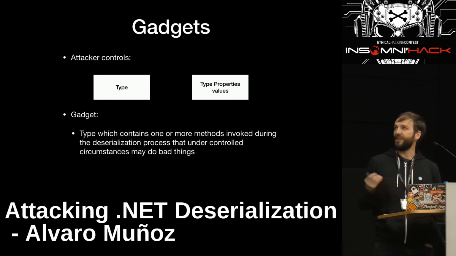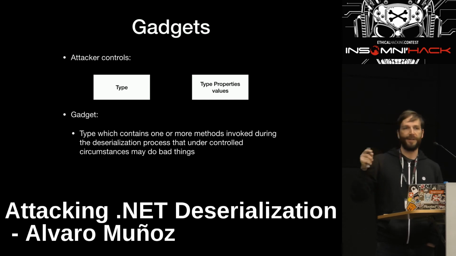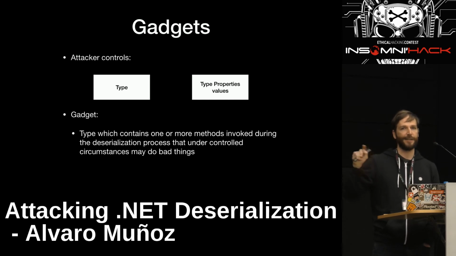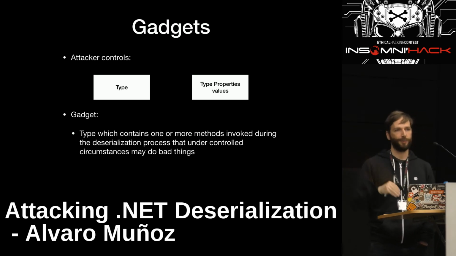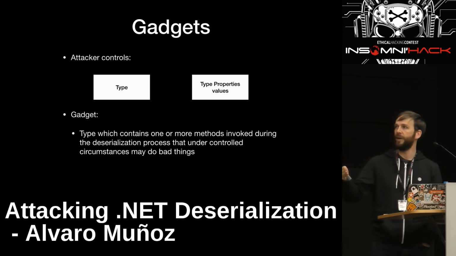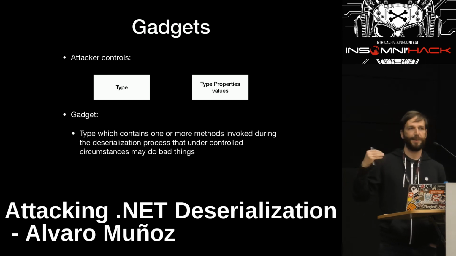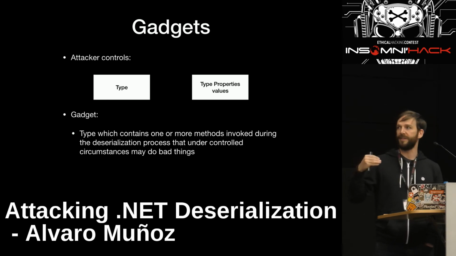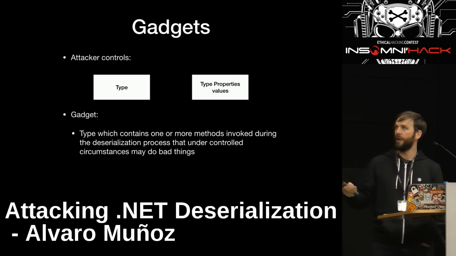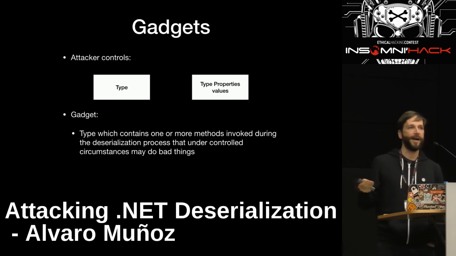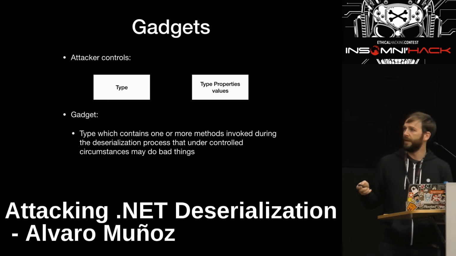So gadgets. Gadgets are basically different types that are sitting in the classpath of the application that is deserializing. You can provide the type name, but you cannot provide the type bytecode. So these types are special because if they are provided with some malicious values, they can lead to arbitrary code execution or to something bad, like removing files or doing something bad.